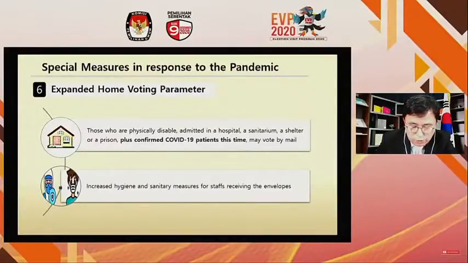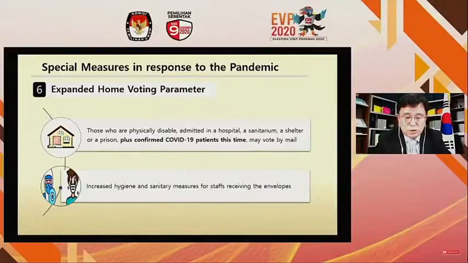Originally, home voting is allowed to those who cannot move freely because of disability and so on. Within the existing legal frame, the NEC expanded home voting to COVID-19 patients and those who are in quarantine as a way to reduce the number of disenfranchised people due to COVID-19. Next, please.